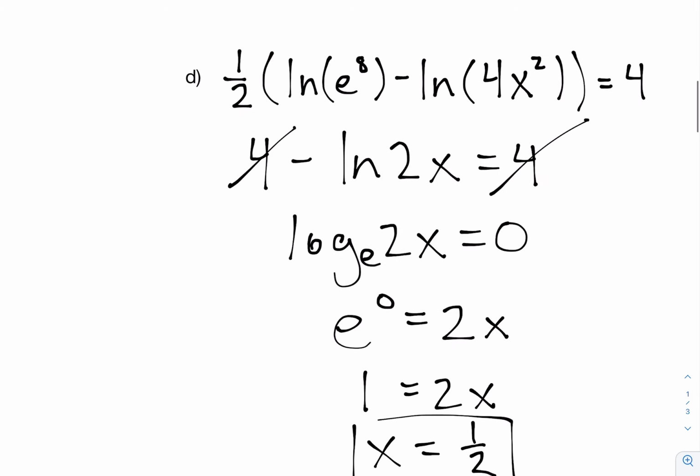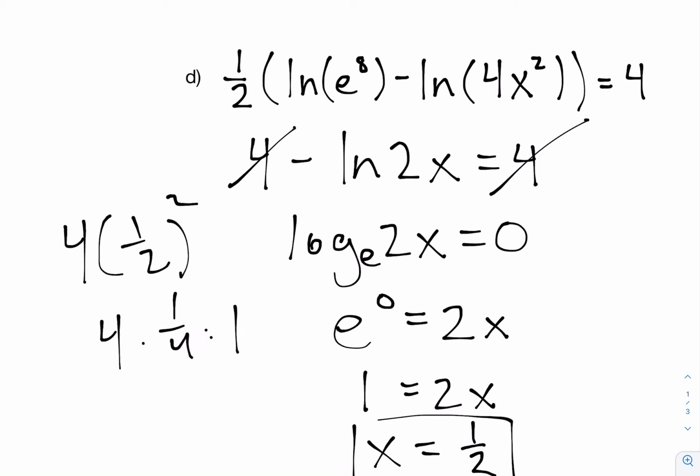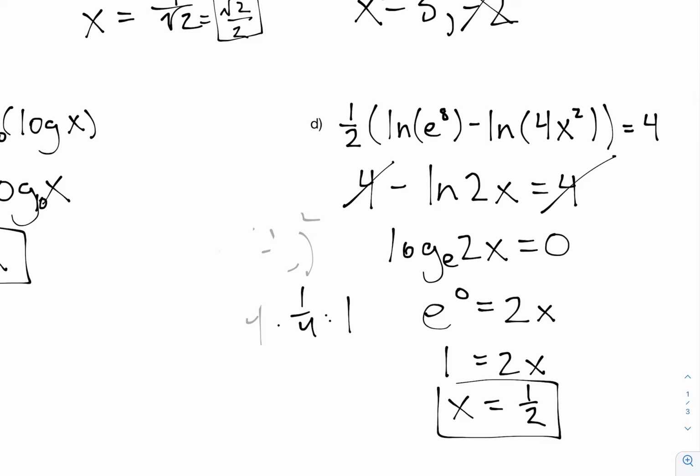If x was equal to 1/2, we would get 4 times 1/2 squared, right? So that'll be 4 times 1 over 4, which is equal to 1, which is fine. So that's going to be the natural log of 1. Yeah, it looks good. So if x is 1/2, the argument's never going to be 0 or less than 0.